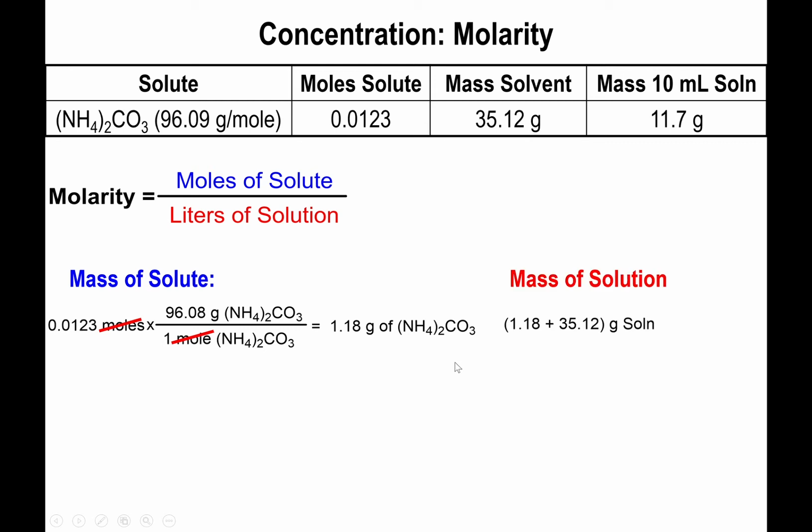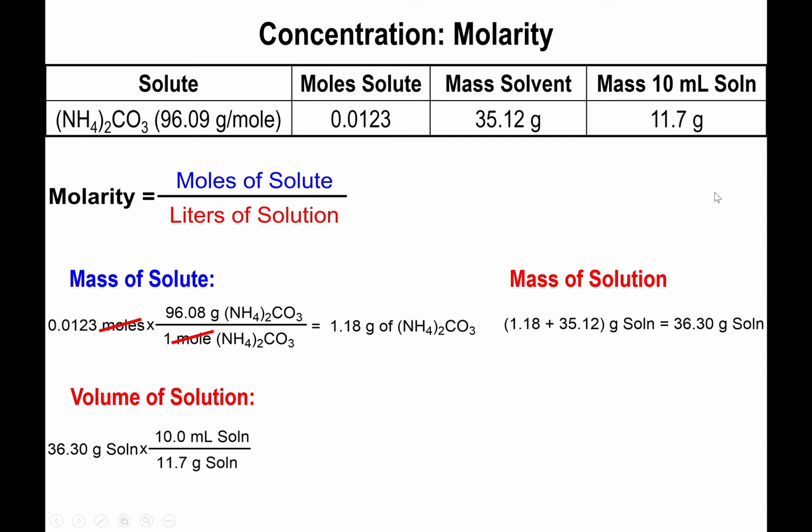Then the mass of the solution is given by the sum of the mass of the solute plus the mass of the solvent. So the 1.18 plus the 35.12 grams together give you 36.3 grams of solution. Now that we have the mass of the solution, we use the density of the solution to change to volume. Here we place the 11.7 grams on the bottom, the 10 mL on top, and then we change the mL to liters simply by dividing by 1,000.